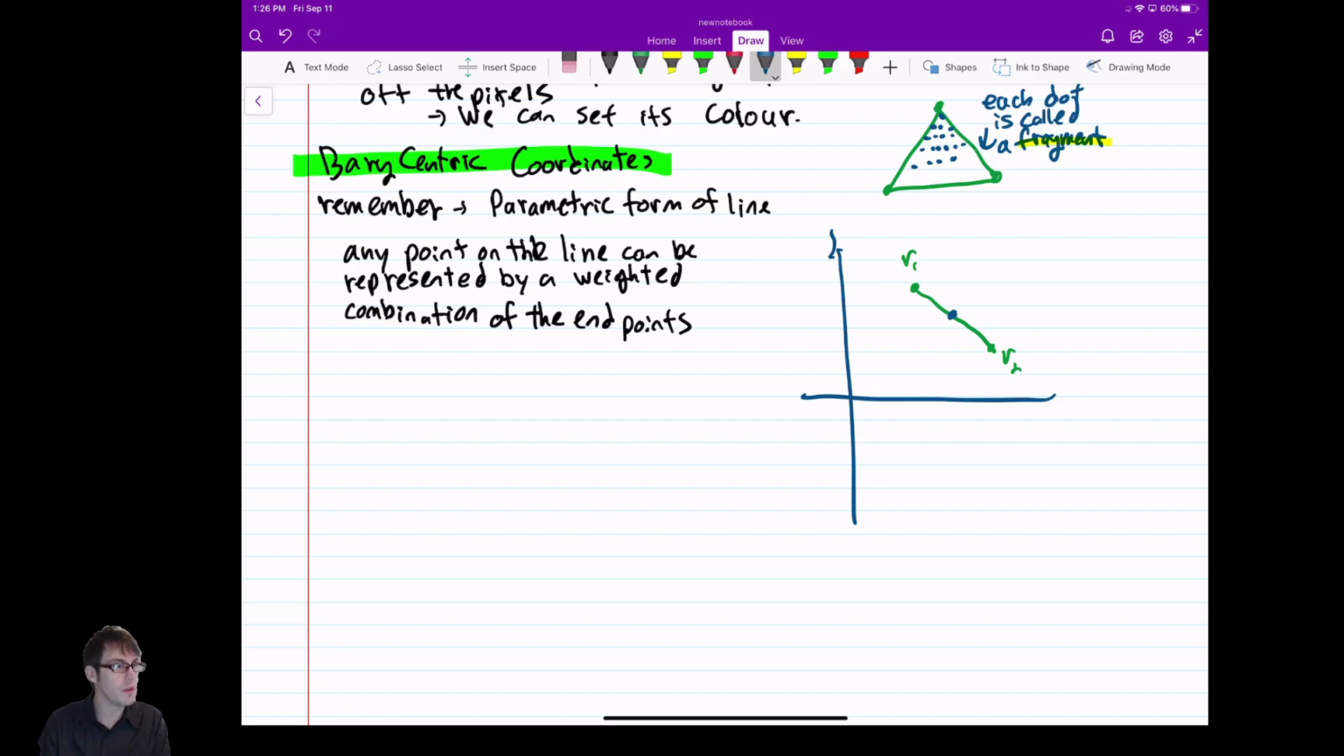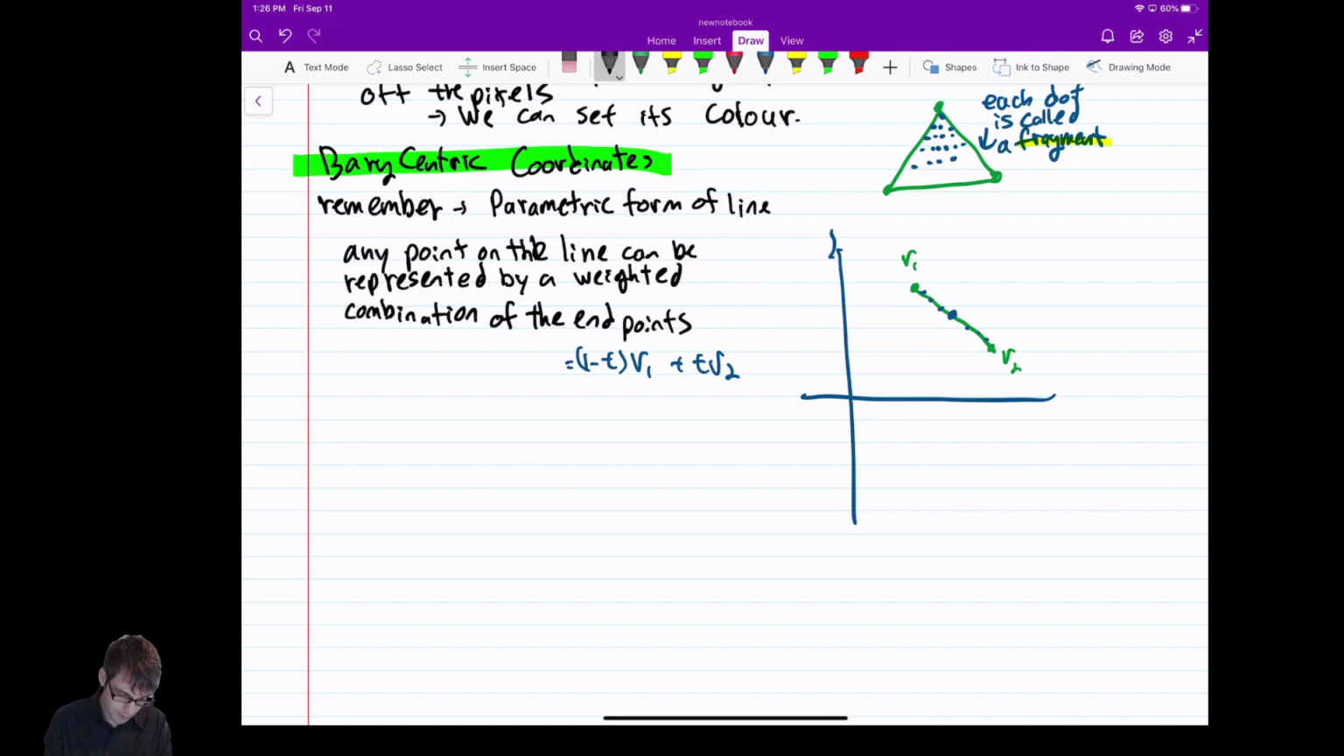In fact, we saw this in a parametric form before, where the line can be written as (1 minus t) times v1 plus t times v2, for t from 0 to 1. So when t is 0, I get 100% of v1. When t is 1, I get 100% of v2. And otherwise, I get points along the line. So this is kind of like barycentric coordinates.